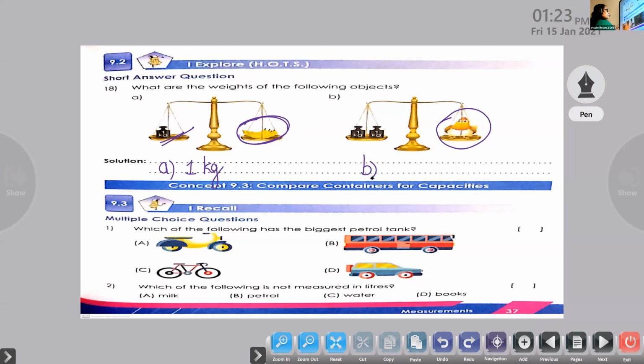Now B. Darshit. Yes, ma'am. The weight of the hen. Gram. The weight is written on the other side. The weight is kept, right? C. How much is there? Kilogram. How many kilograms? Two, yes. The weight of the hen is 2 kilograms. 1 plus 1 is equal to 2. 2 kg is the weight.